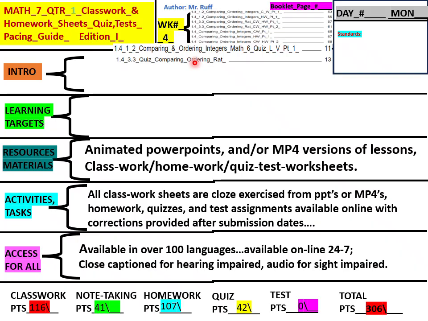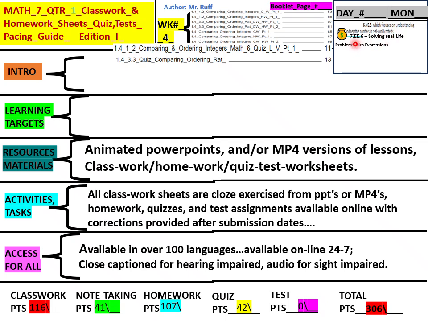And then the standards that are being covered in Week 4. We start out here with 6.NS.5, which focuses on understanding and use of positive and negative numbers in a real world context. We cover that one again.